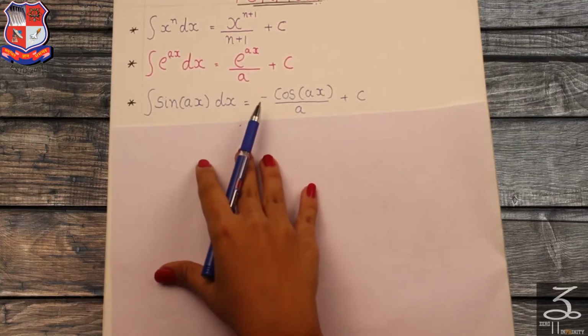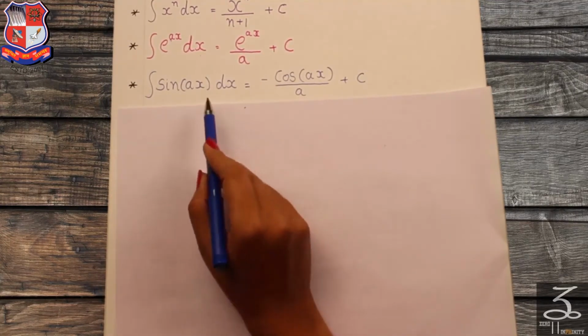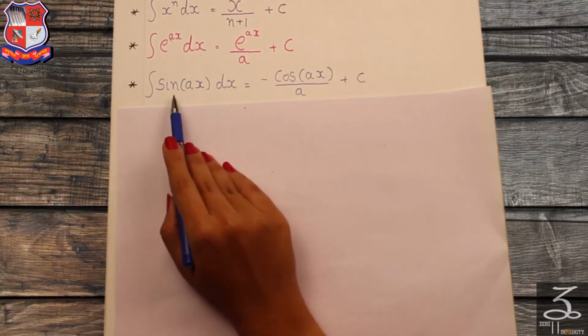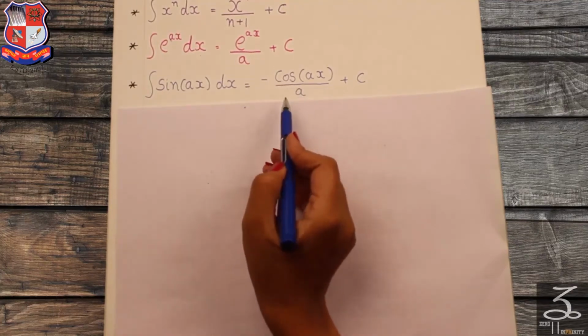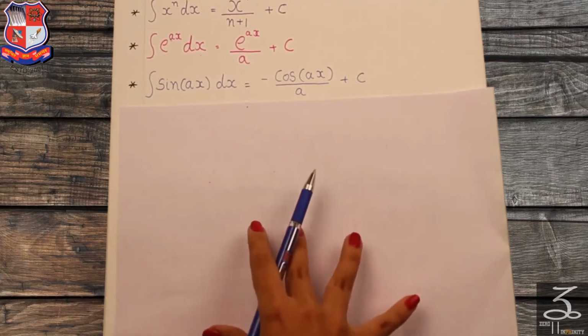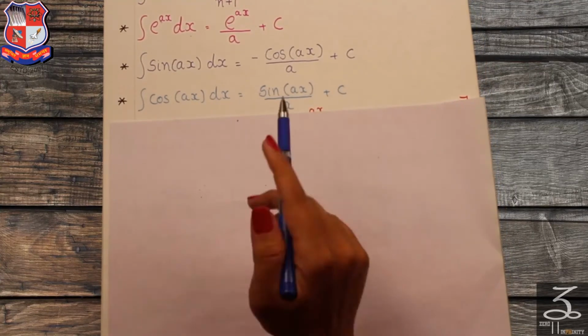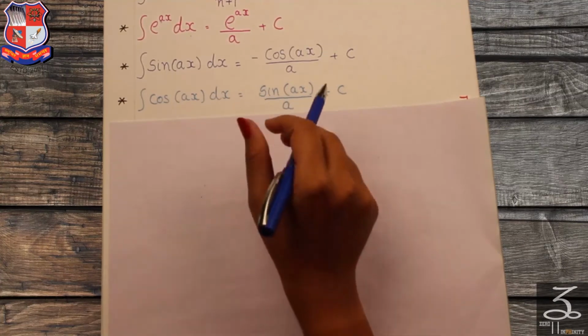Next formula is integration of sin ax dx. So the integration of sin x is minus cos x, and integration of sin ax is minus cos ax by a. Our next formula is integration of cos ax dx, that is sin ax by a.